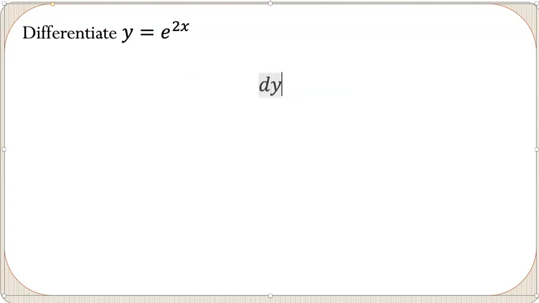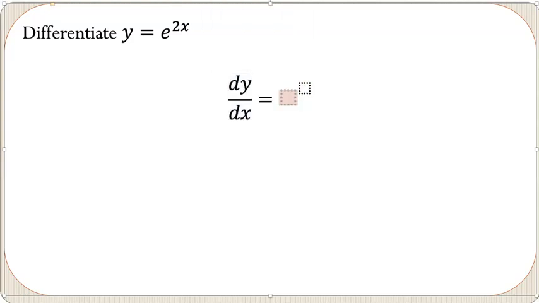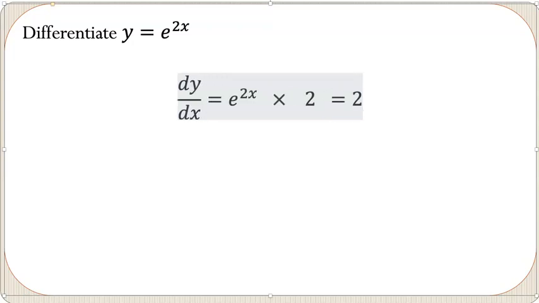So we have dy over dx is equal to, when we differentiate the big function, we get back what was there, e to the 2x. Right, because when I differentiate e to the x, you get back e to the x. So the big function e to the 2x, you just get back e to the 2x. But it's not done because we also have to differentiate the small function, which is 2x. And when I differentiate 2x, you end up with 2. So the answer is 2e to the 2x.